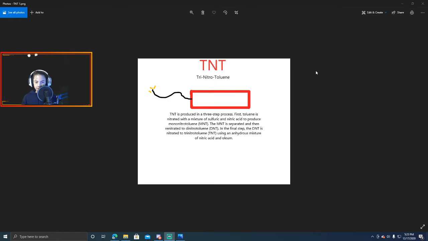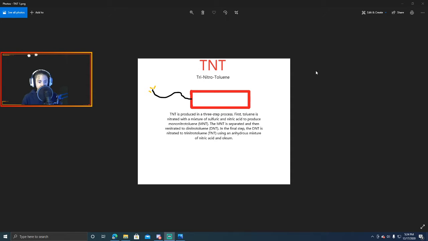So, TNT, what is it? TNT actually stands for trinitrotoluene. TNT is produced in a three-step process. First, toluene is nitrated with a mixture of sulfuric and nitric acid to produce mononitrotoluene. Sorry. Or in this case, we're going to call it MNT.